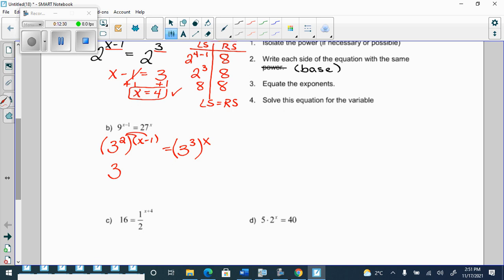Now what can I say? Yeah, so 3 to this exponent equals 3 to this exponent, then the exponents must equal. So 2x minus 2 equals 3x. And then I can solve. So I'm going to subtract 2x, and I get negative 2 equals x. And then I want to verify it.